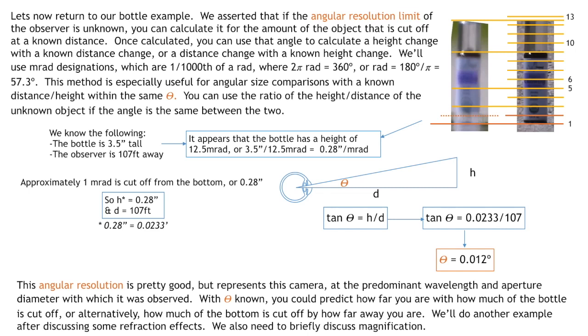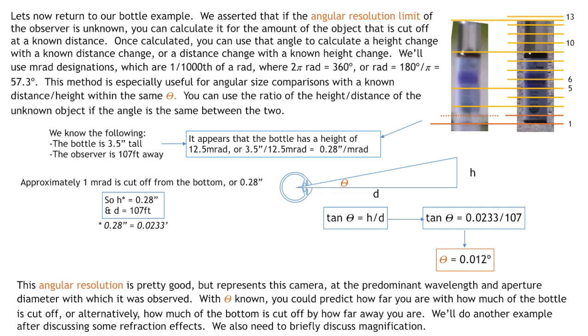So again, these designations were somewhat arbitrary. I just took the amount that appeared to be cut off as one unit, and I stratified them up from there, and you can do the math from that point. Approximately 1 MRAD is cut off from the bottom, or 0.28 inches. So height is equal to 0.28 inches, and distance is equal to 107 feet. Keep in mind that 0.28 inches comes out to 0.0233 feet.